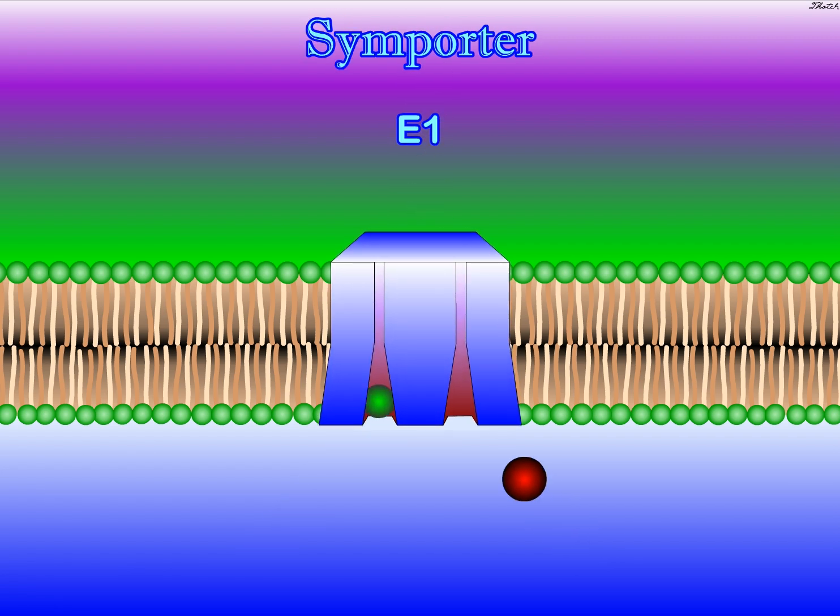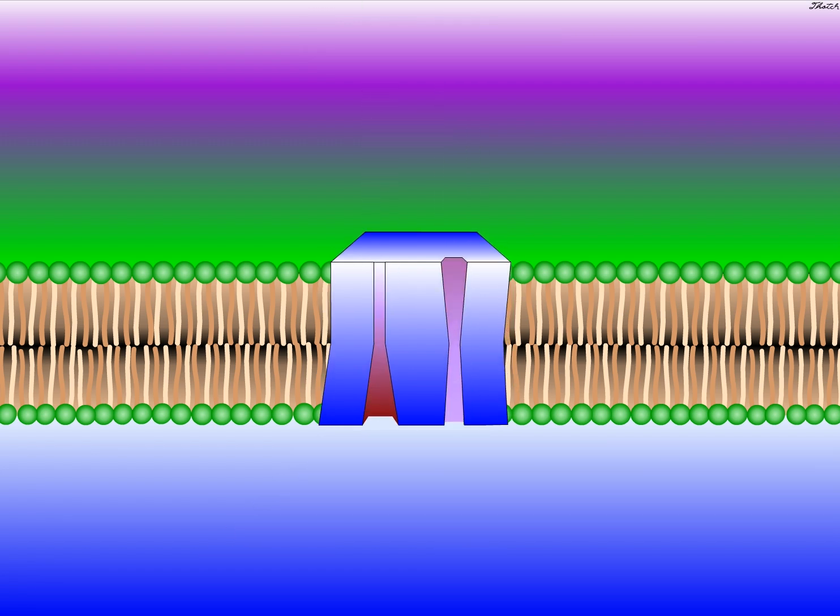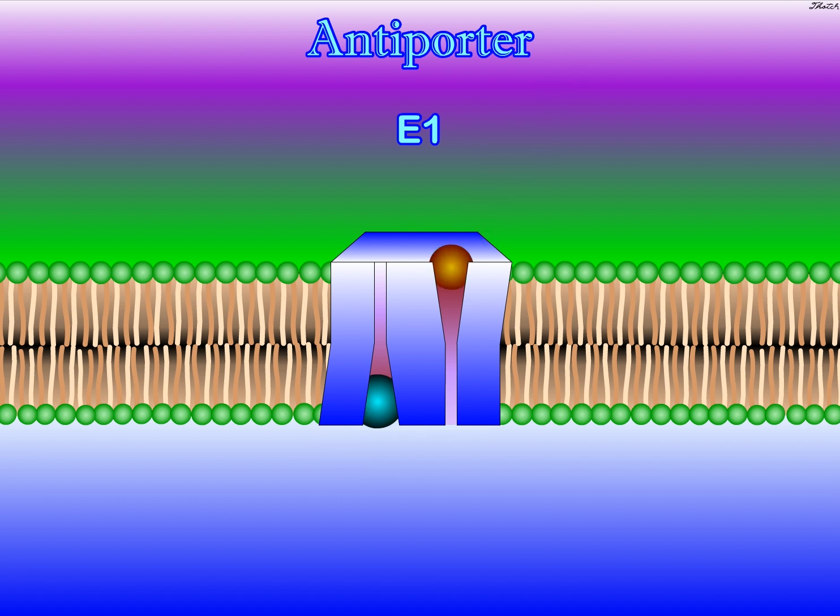Symporters function like uniporters, except that they have two cavities, with the high and low affinity sites on the same side of the membrane. Antiporters also have two cavities, but their high and low affinity sites are on opposite sides of the membrane.